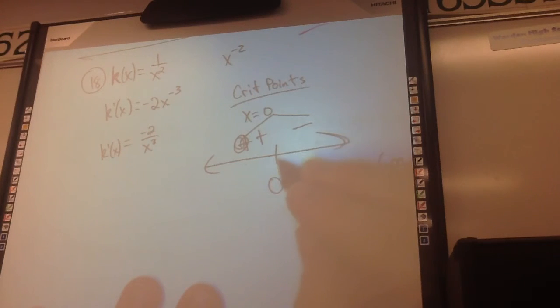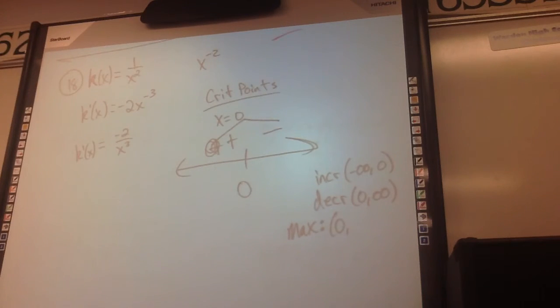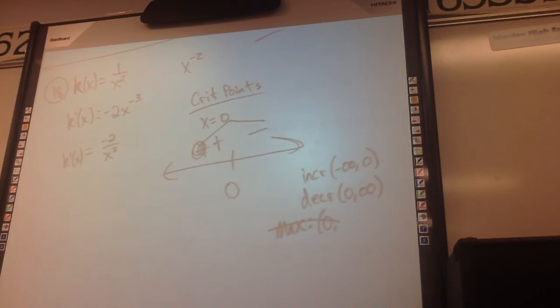And then 0, 0 is a max. But it can't equal 0. Interesting. At 0 comma 0, it can't equal 0. So there is no max. I said no solution. Oh, no solution. No max.